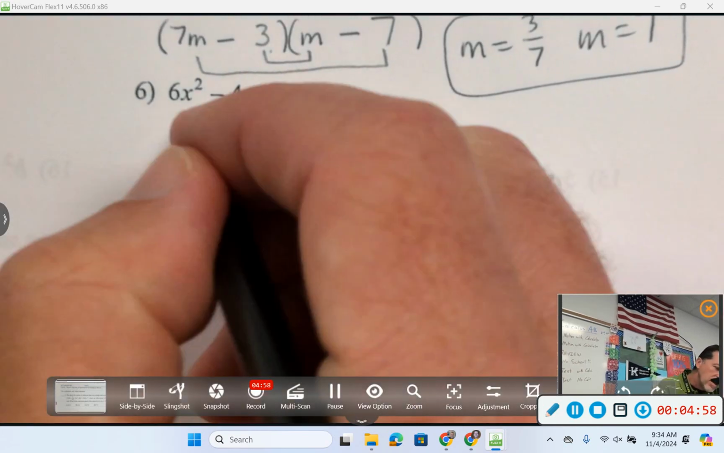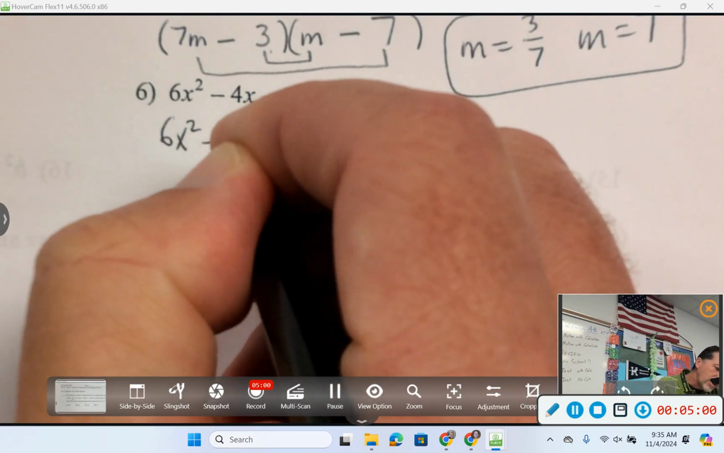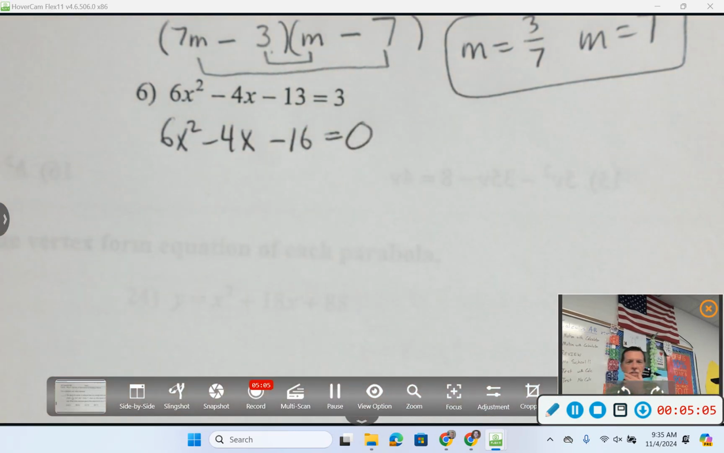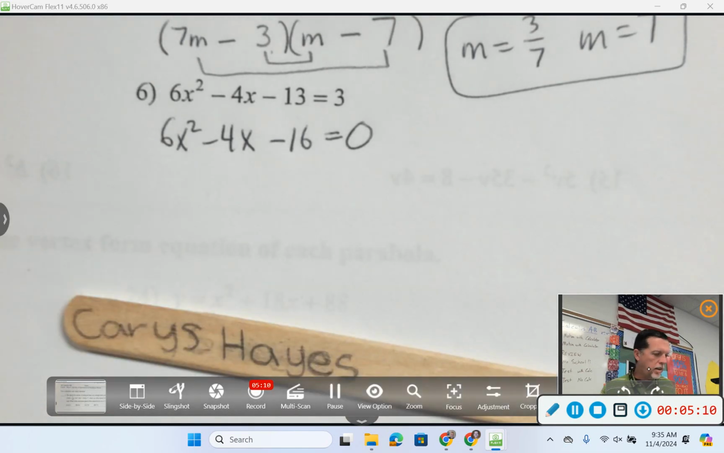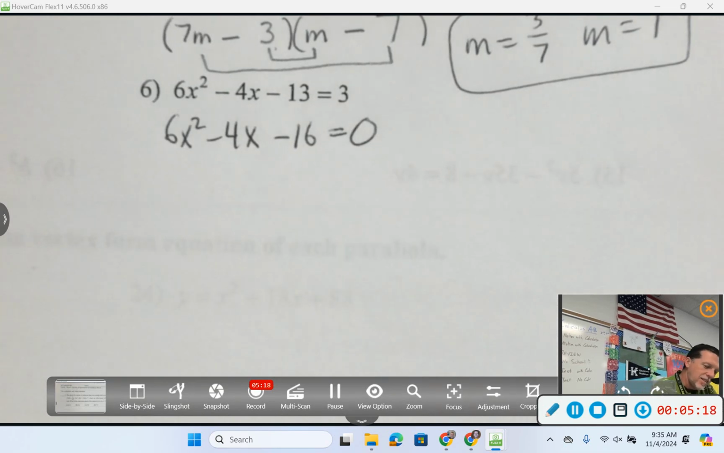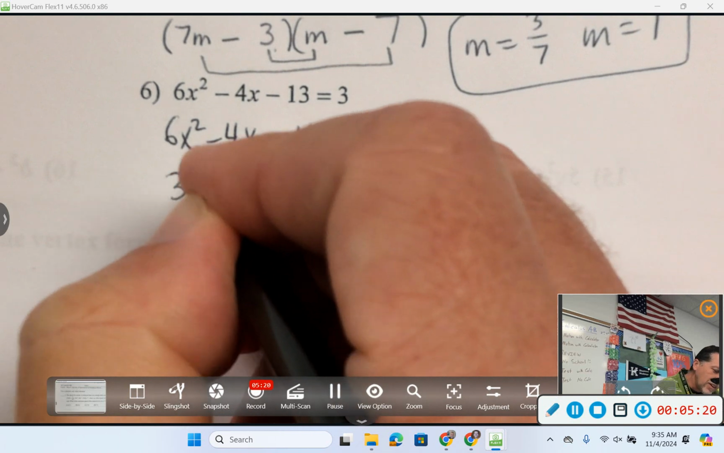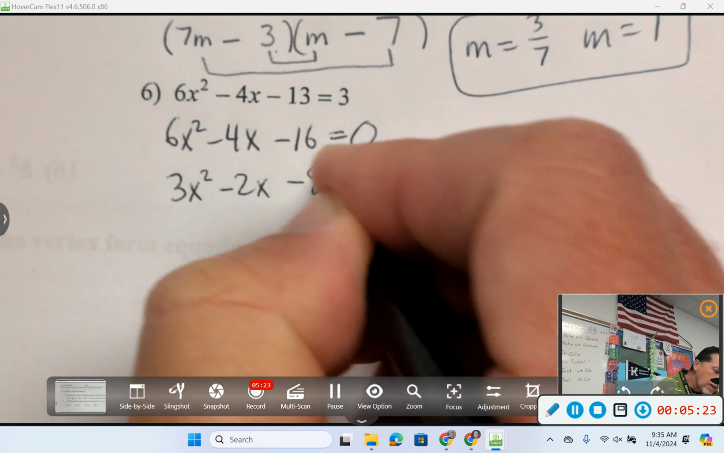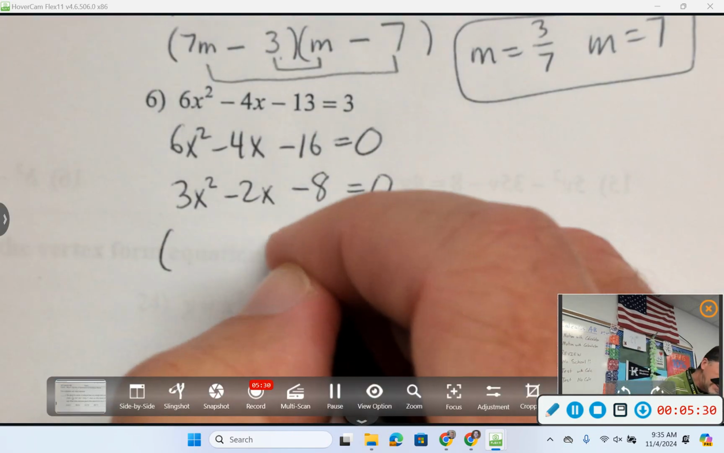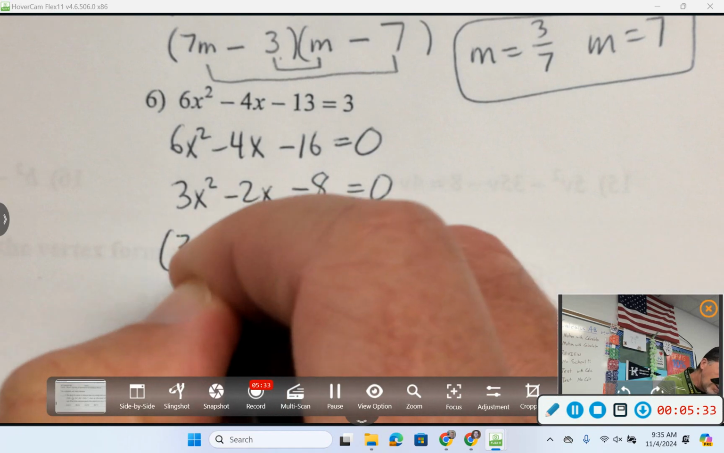Number 6. 6x squared minus 4x minus 16 equals 0. Move the 3 over. Karis, what do you want to do first on that one? Let's divide by 2. Make this a little bit easier. 3x squared minus 2x minus 8 equals 0. I don't know if that factors or not, but 3 is easy enough to deal with.